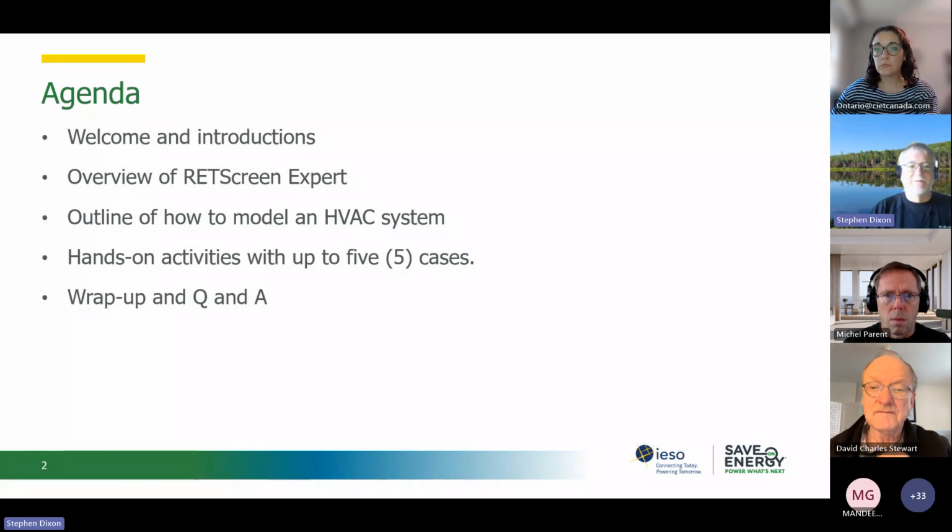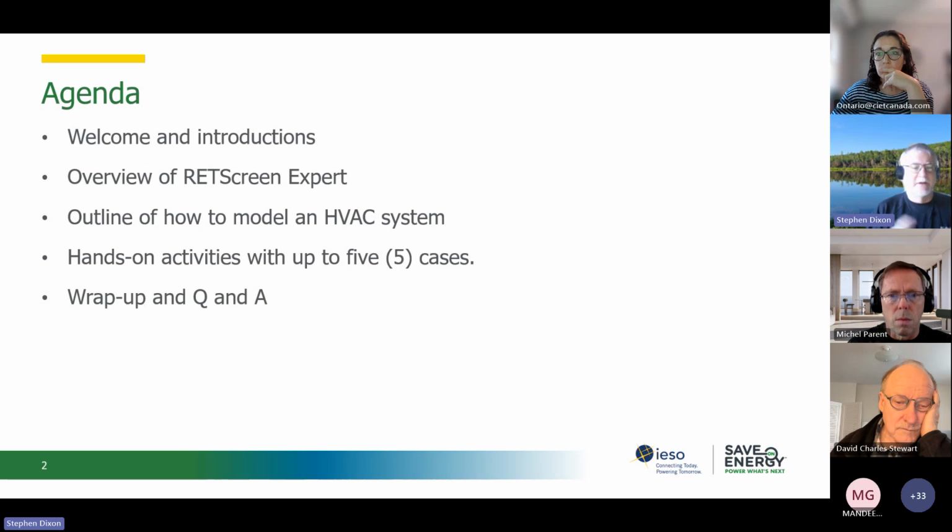We're going to run through 5 different scenarios if we have time. They're very similar, but they're different also in a subtle way, which can make a big difference to the outcomes. Then if we're finished, we'll have some Q&A. We've got about 35 people online. I don't know how many of you will actually be walking through RETScreen with us, but we encourage you to follow us through the examples.